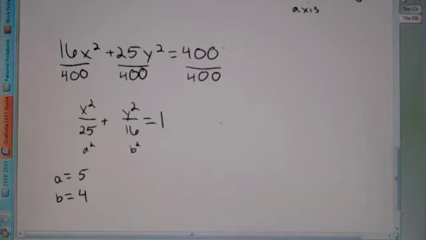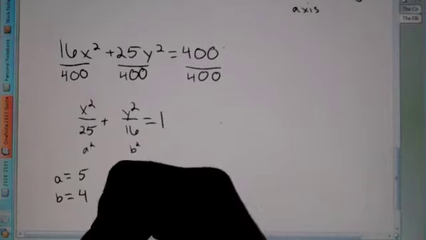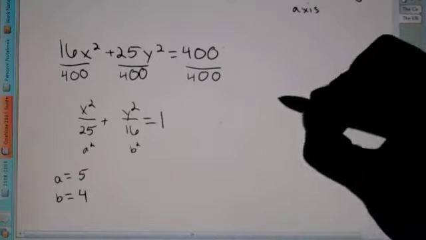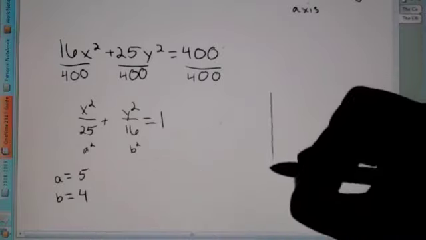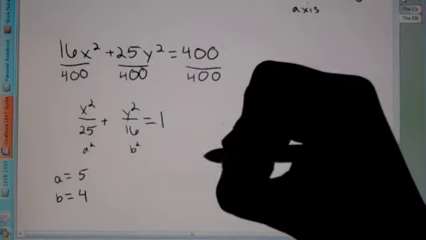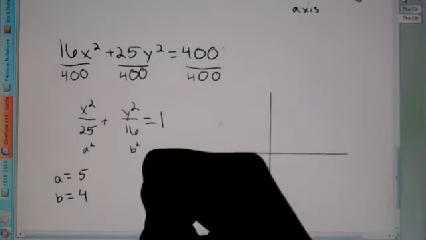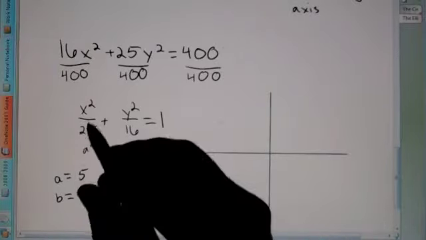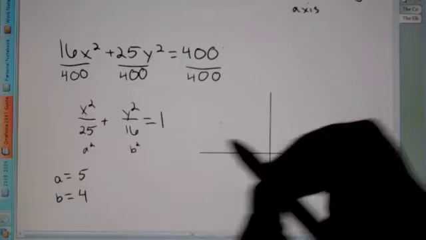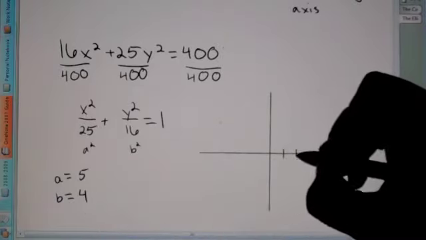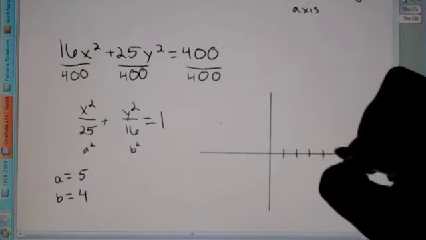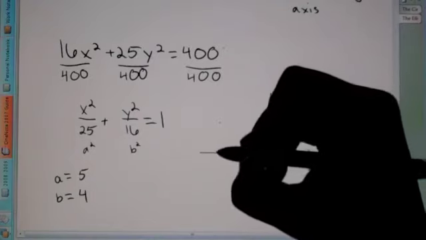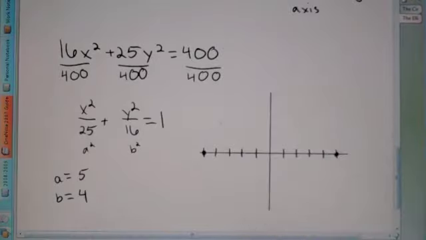So if I needed to graph this, I'm going to graph this here. Start that over. All right, so if I want to graph this, it says a is 5. And notice 5 is underneath the x. So therefore on the x-axis, I'm going to go over 1, 2, 3, 4, 5. There goes one vertex. 1, 2, 3, 4, 5. There goes the other one.